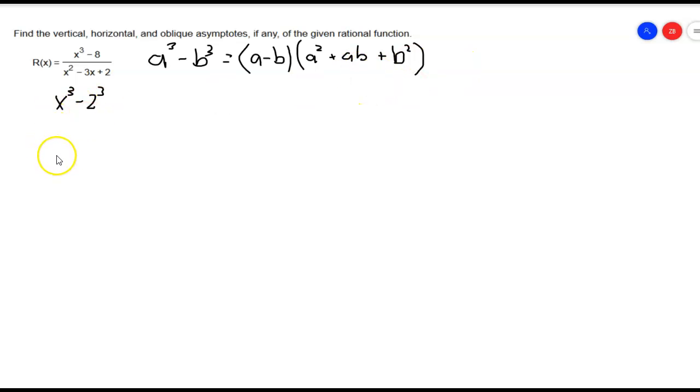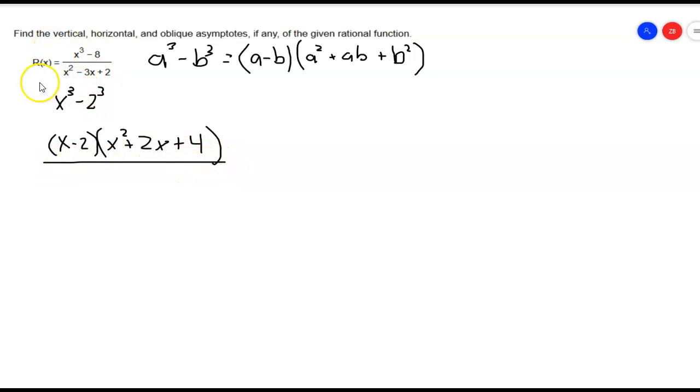And I should get on the top of this function x minus 2 times x squared plus 2x plus 4. That's b squared. That's 2 squared, which is 4. So that's going to be the top of my function there.